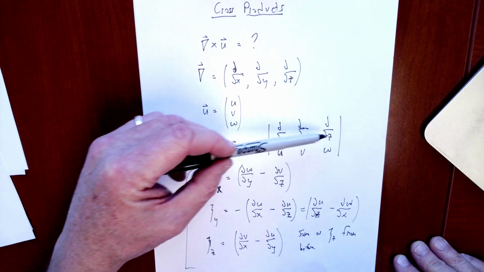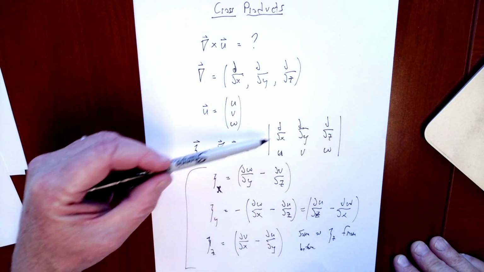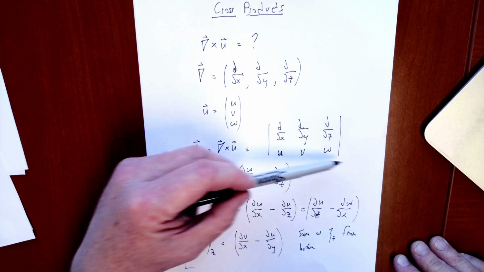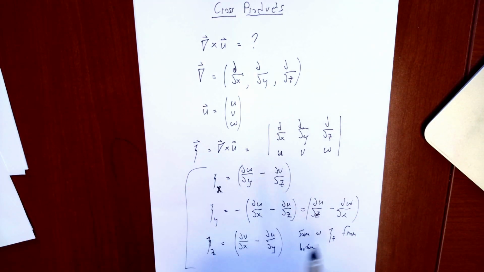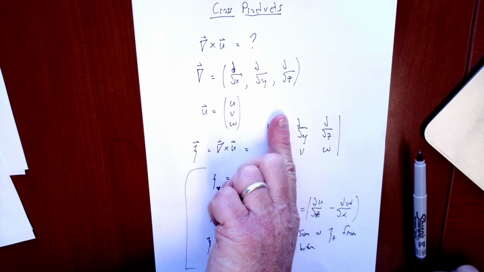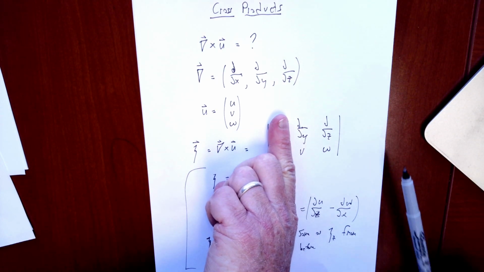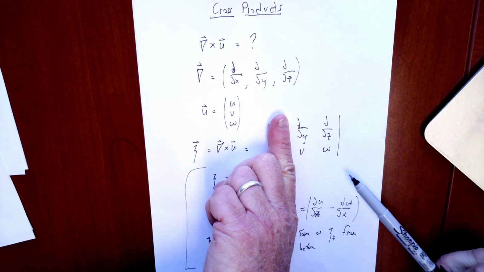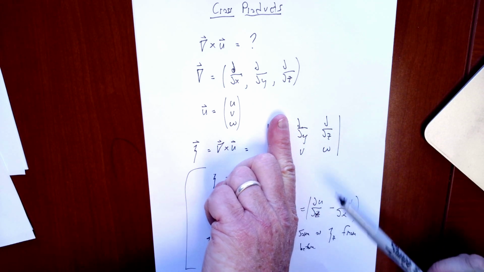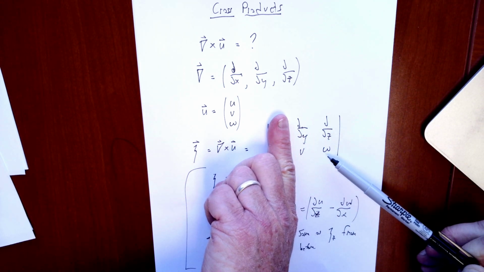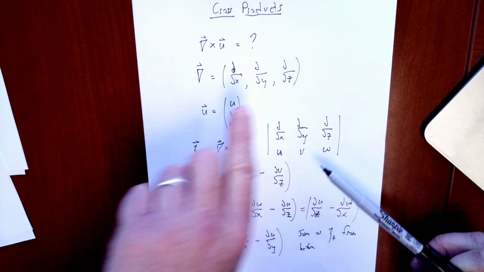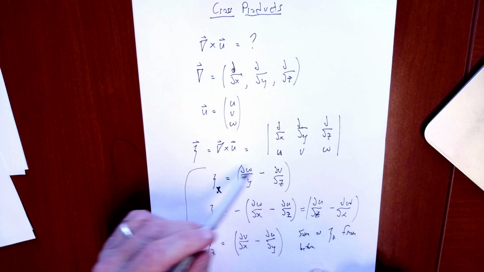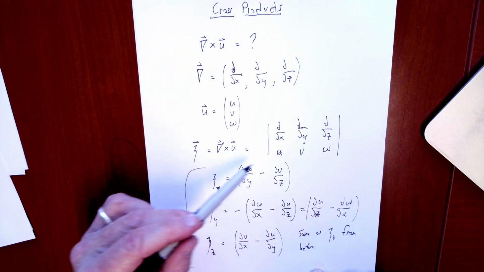I have d by dx, d by dy, d by dz, del, in the top row, and u, v, and w in the second row. In order to find the x component of the vorticity, I cover the column corresponding to x, and I take the determinant of the remaining four. So I have dw dy minus dv dz. That's my determinant, and I get dw dy minus dv dz. So that is the x component of vorticity.